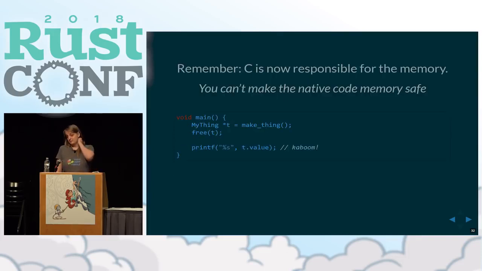This is what this looks like from the C side. So basically, yes, the make thing function just returns a pointer. The my thing pointer is then on the stack, and we can deal with this. Something to remember, though, is that you can't make your application memory safe.